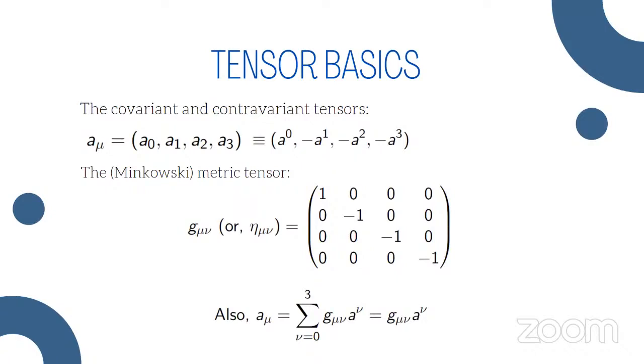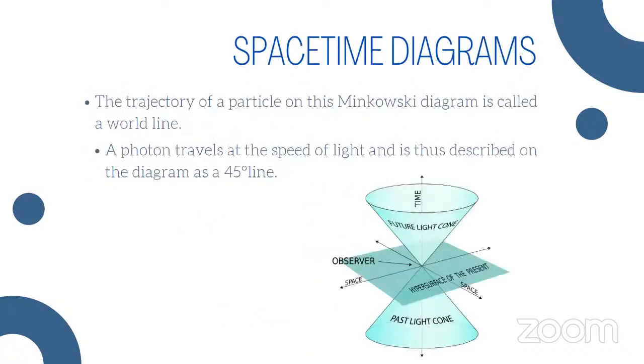Then we have the Minkowski metric, which is the measure of distance and defines the structure of the space-time that we are concerned with. It connects the covariant and the contravariant tensors, as given in the last equation of the slide. And this Minkowski metric describes a flat space-time.